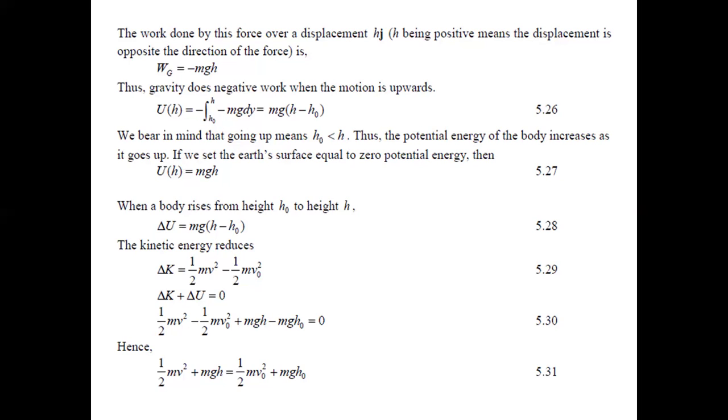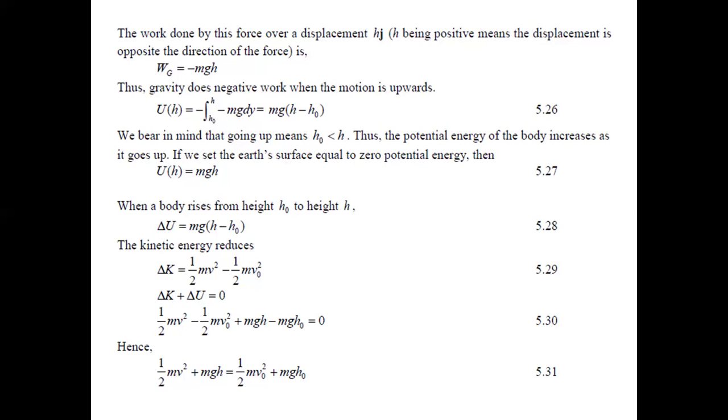Bear in mind that going up means that h naught is less than h, because the potential energy of the body increases as it goes up, as we expect. If we set the Earth's surface equal to 0 potential energy, then U of h equals mgh. The formula you have been so familiar with from your O level days. When the body rises from height h naught to height h, delta U equals mg into h minus h naught.